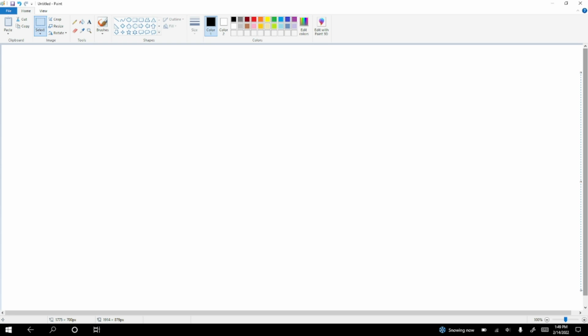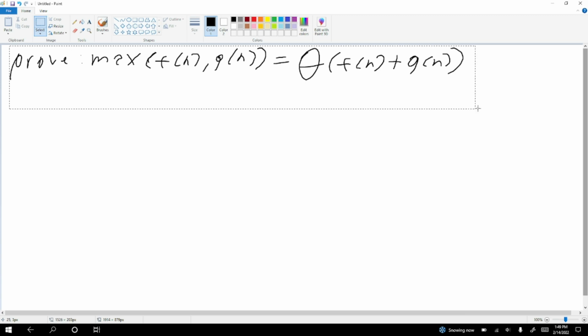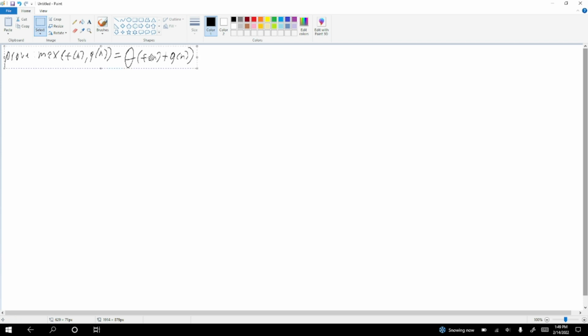Let's prove that the max of two functions, f of n and g of n, is theta of f of n plus g of n. So that's what we're trying to prove here.